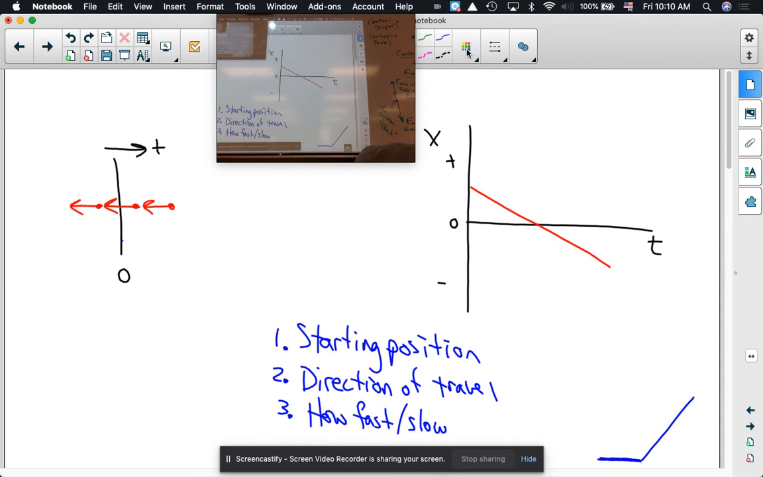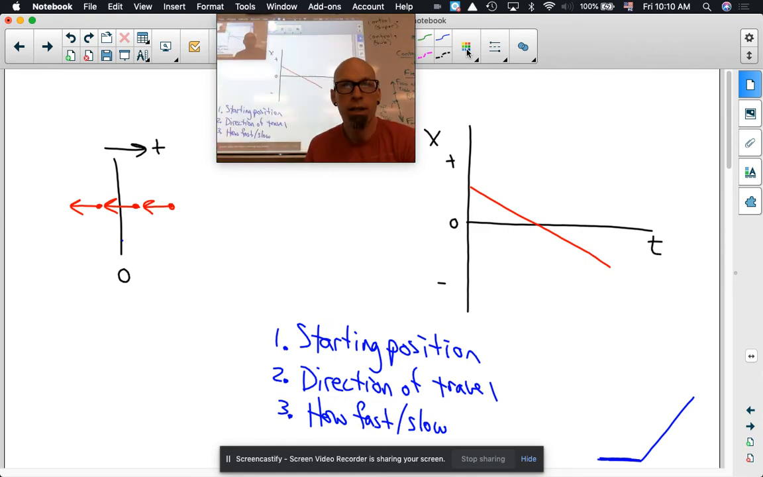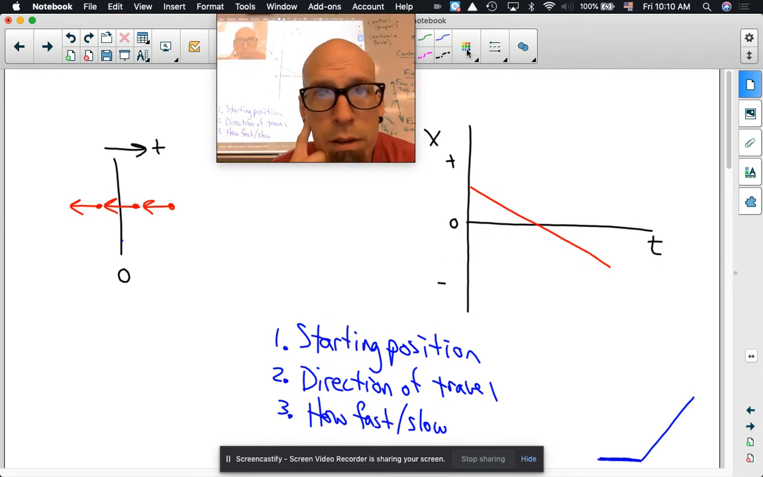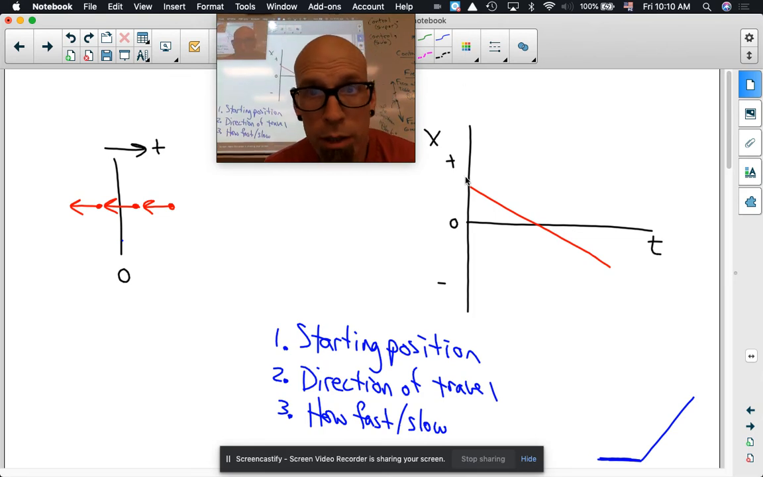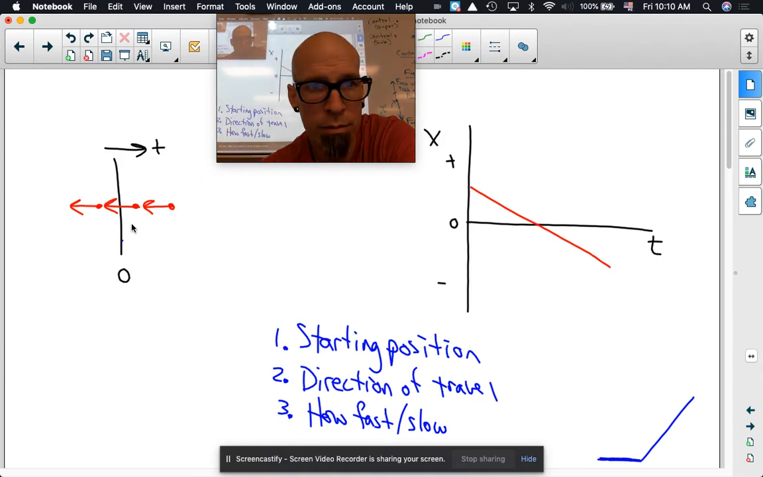Something like that. Now, did I draw enough? Did I draw enough arrows? Well, let's look at what the graph shows. I started at a certain position on the positive side away from 0. Like here. That's how far.